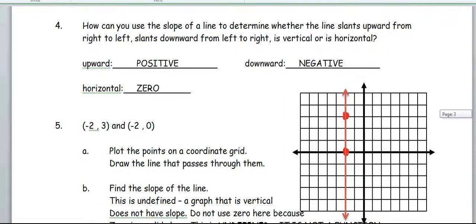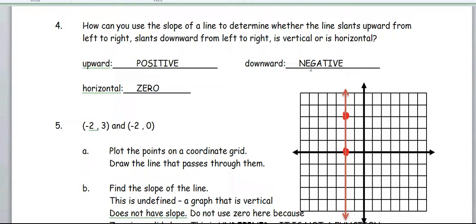Number 4. How can you use the slope of a line to determine whether the line slants upward from right to left? Let's make that left to right. Whether the line slants upward from left to right, slants downward from left to right, is vertical or horizontal. Yeah, let's go back and change this. There we go.